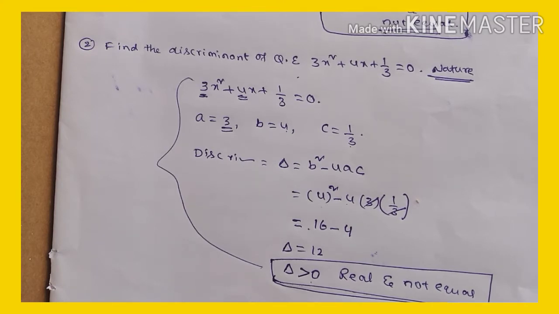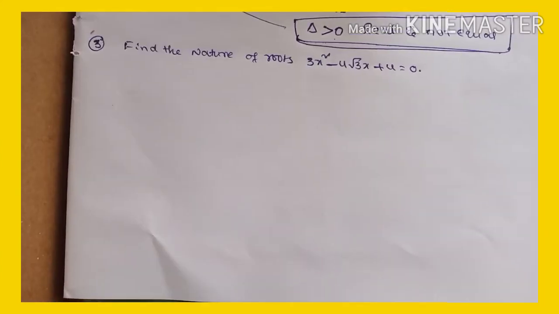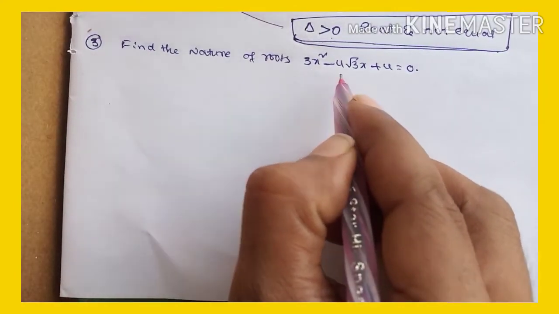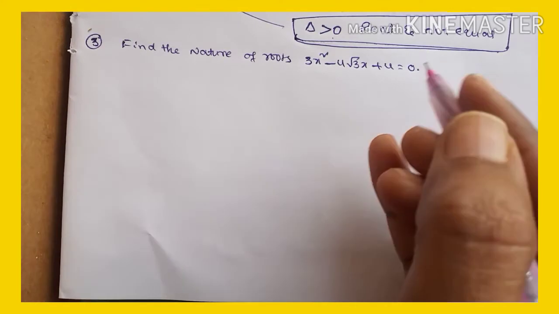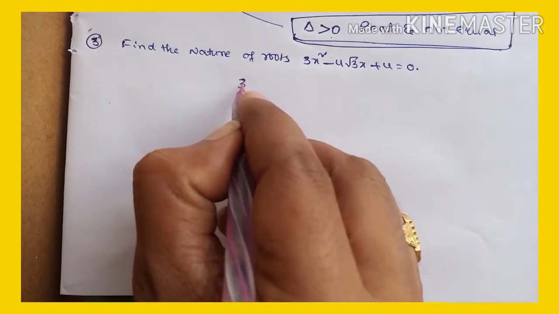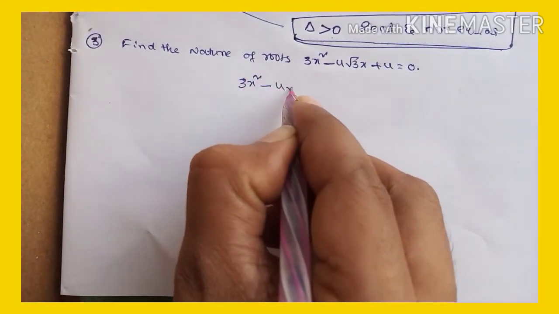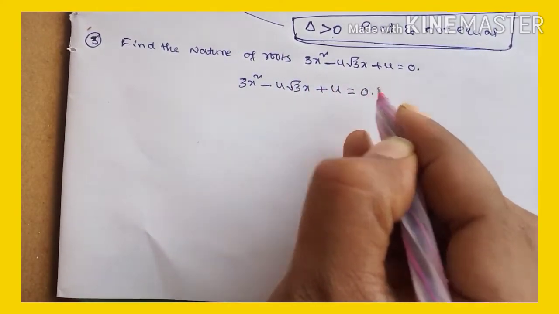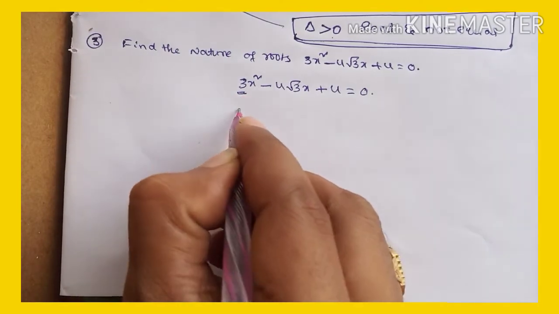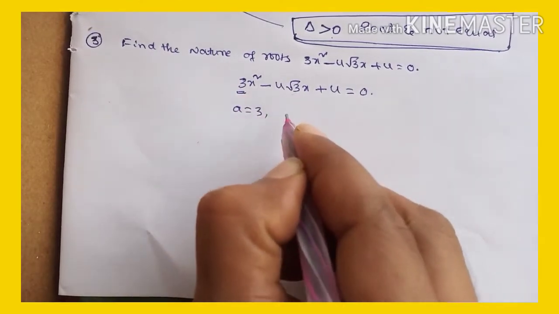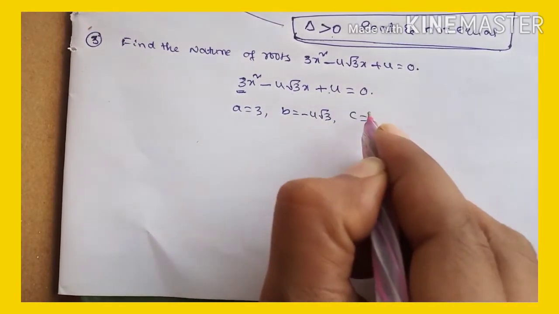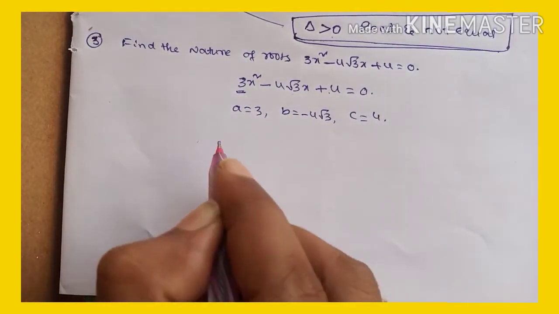Let's discuss one more problem, if it contains root values. Now find the nature of the roots: 3x square minus 4 root 3x plus 4 is equal to 0. The given quadratic equation is 3x square minus 4 root 3x plus 4 is equal to 0. Here a value is equal to 3 and b value is equal to minus 4 root 3 and c value is equal to constant 4.